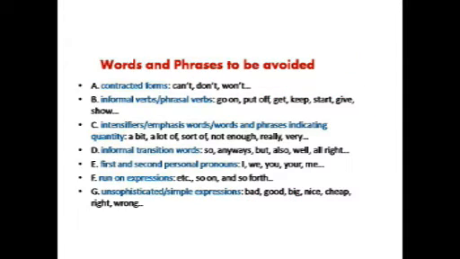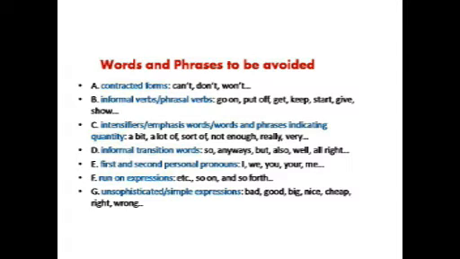Then words and phrases to be avoided. So we have got a long list of words to be avoided. So we start with contracted form. Short forms should not be used like can't, don't, won't and all that. We need to use the full form. Do not, will not, cannot, all that. Next, informal verbs or phrasal verbs. The words that we use every day for conversation like go on, put off, get, keep, start, give, show. This kind of words should not be used.